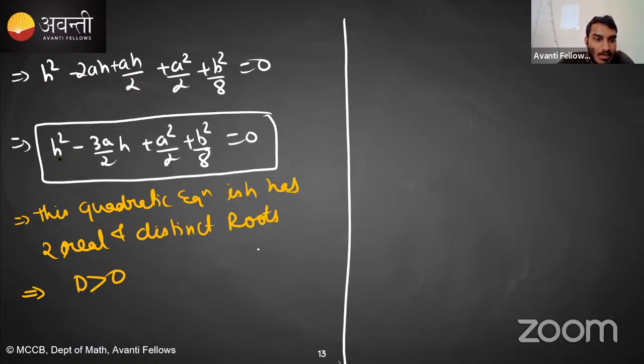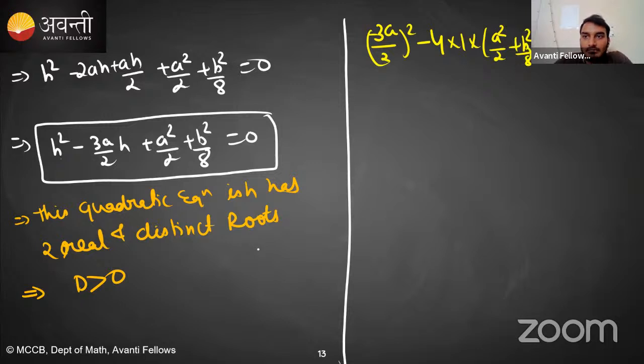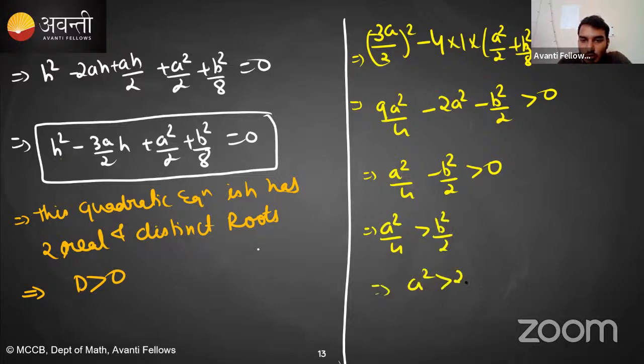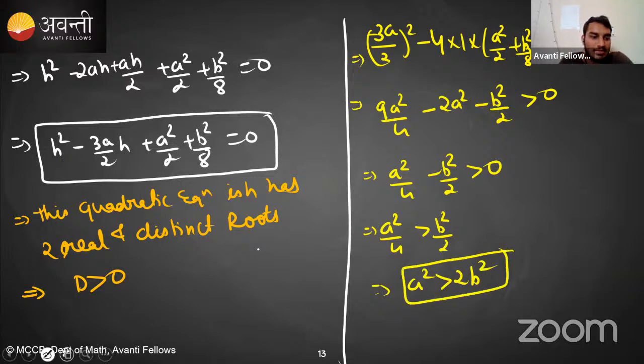So what is D? b square minus 4ac. So it means minus 3a by 2 whole square minus 4 into a square by 2 plus b square by 8 greater than 0. Right? How much is this? It is nothing but 9a square by 4 minus 2a square minus b square by 2 greater than 0. So it implies a square by 4 minus b square by 2 greater than 0. So a square by 4 is greater than b square by 2. It implies a square is greater than 2b square. So this is the required condition on a and b.